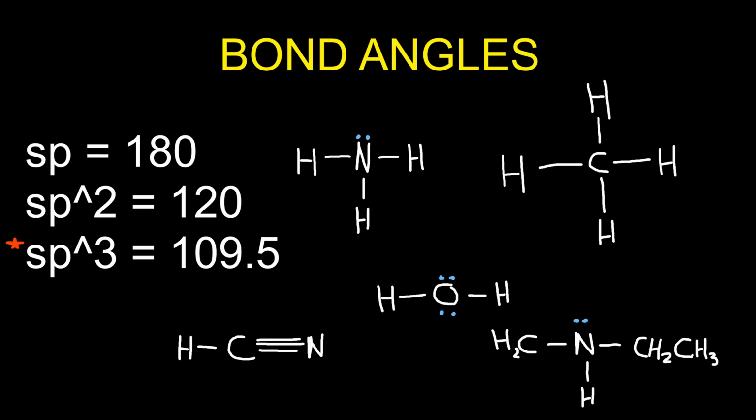To begin, if we know the hybridization of the central atom, then we'll know the bond angle it creates. If the central atom is sp hybridized, the bond angle will be 180. If it is sp2, it will be 120. And if it's sp3, it will be 109.5, with some special situations that we'll go over in the video. So let's begin.